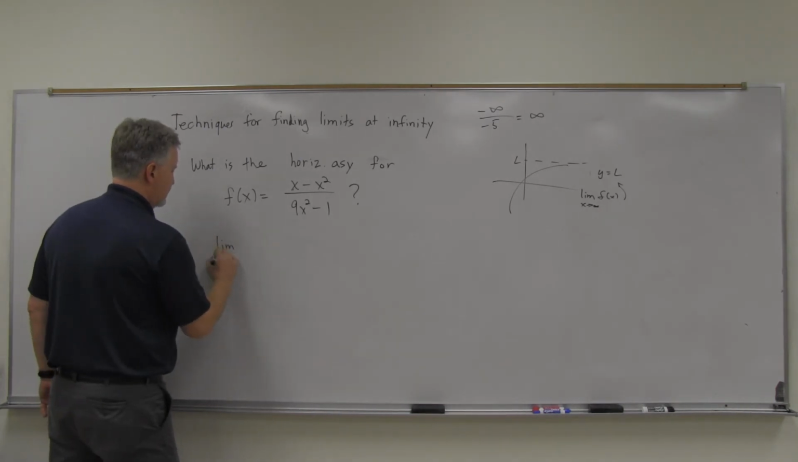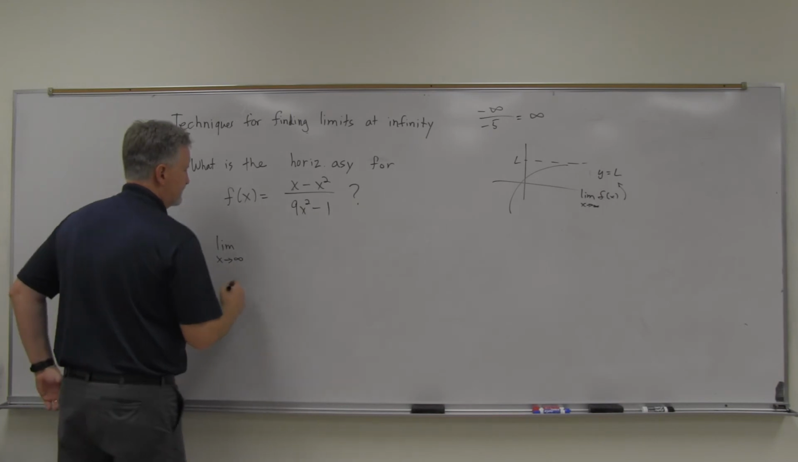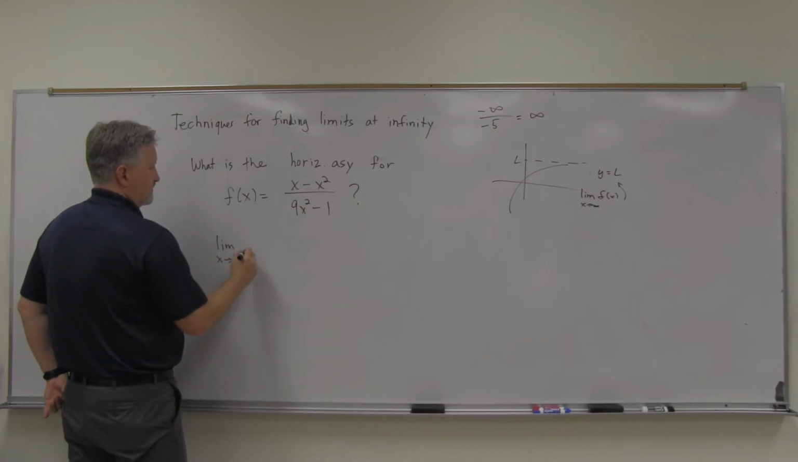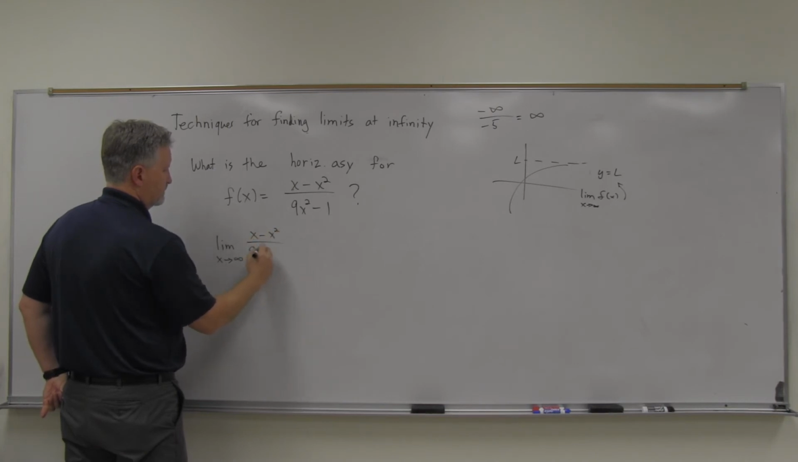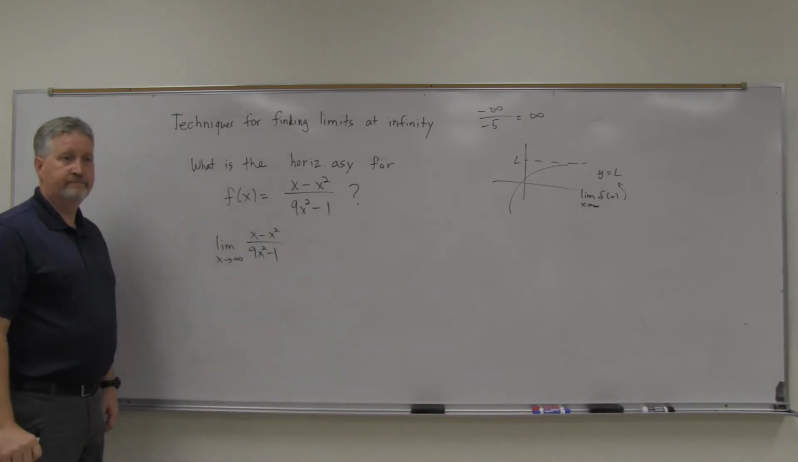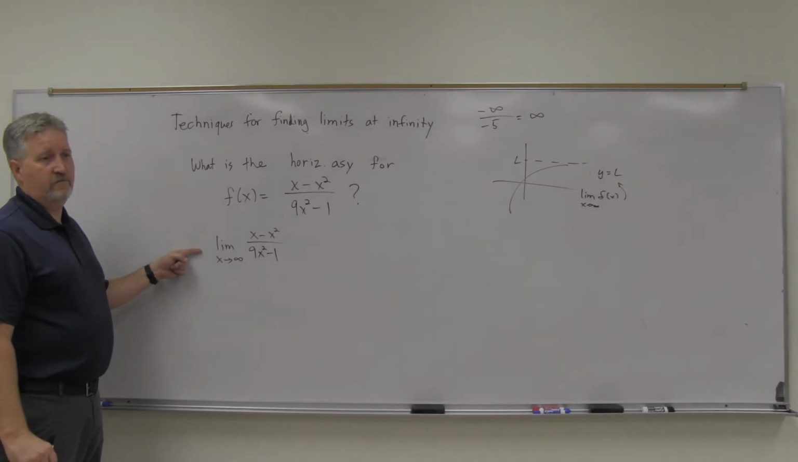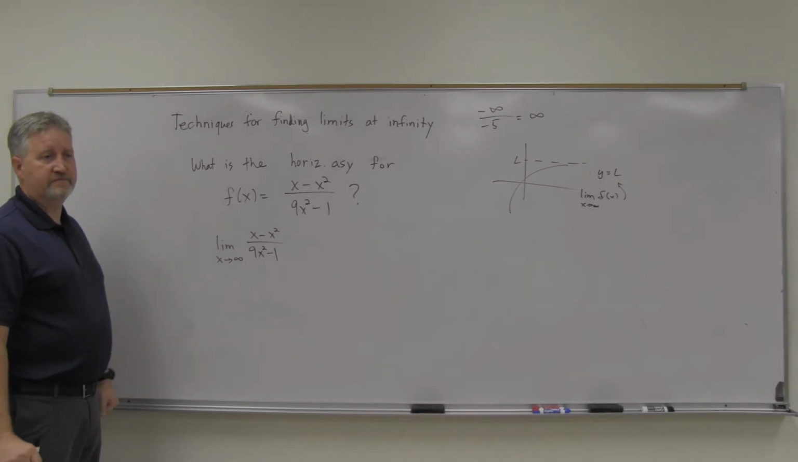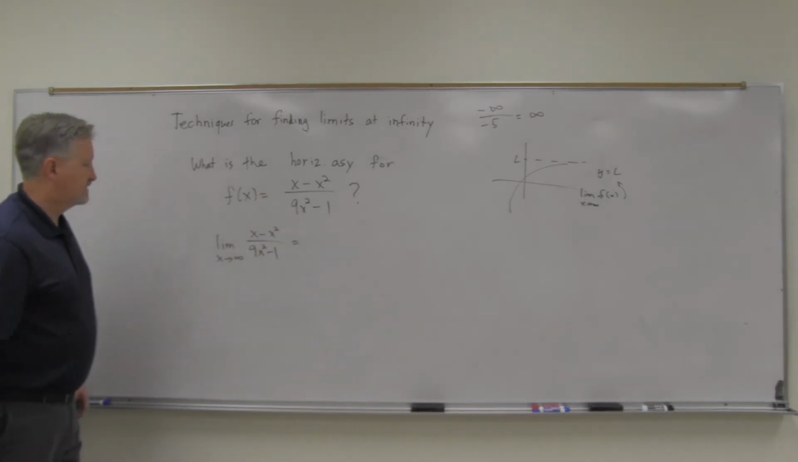Do the limit as x goes to infinity. Like I said, it doesn't really matter, positive or negative infinity, of this expression. You with me there? And so, whatever that comes out to be, y equals that. That's the horizontal asymptote. So it's the same deal.